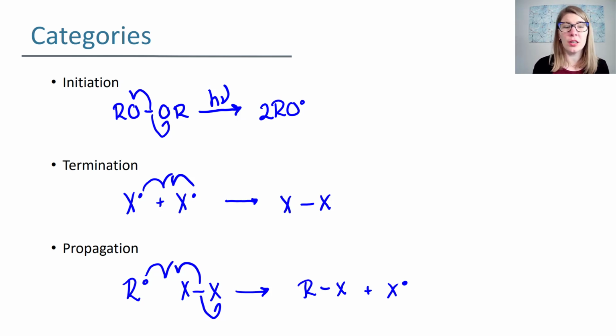Now, usually the order is a little bit different when you see it, because in the course of reactions, it goes initiation, where you start the radical process, propagation, where the reaction continues, and then termination is the end of the sequence. But here I just have initiation and termination next to one another to show that they're opposites of each other.